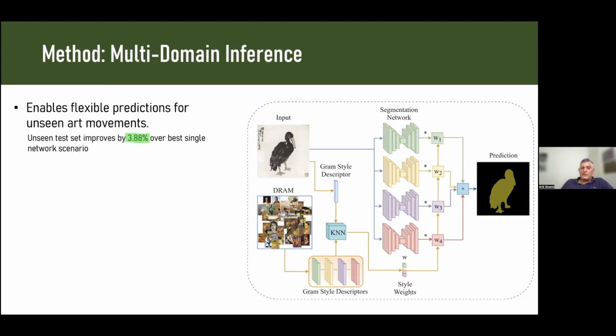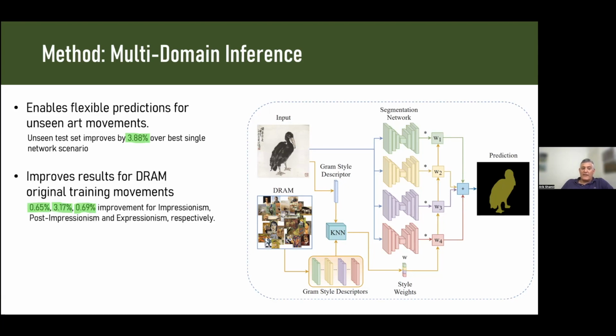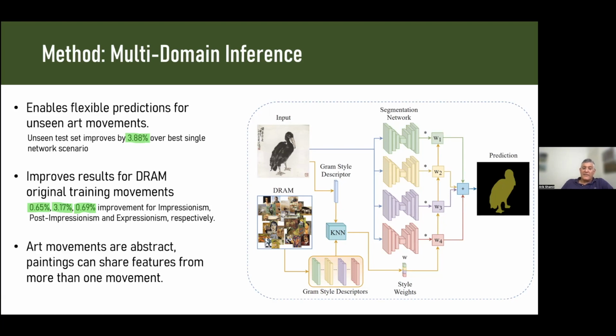First of all, this allows flexible prediction for unseen art movements as well, not just for the art movements that we were training on. And we got an improvement of around 4 points over each specific segmentation network. So even if I take the maximum one separately, the combined one would be much better. But more surprisingly, we found that even for the original training set, even for your original art movements, this type of inference improves the segmentation results more than the original segmentation networks that were trained for these specific styles. And we believe that this is because art movements are rather abstract, and in every painting you can find features that come from more than one movement. So using this type of combined approach helps you better segment everything.